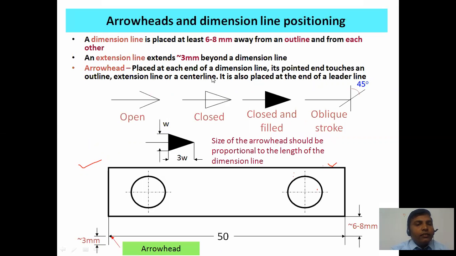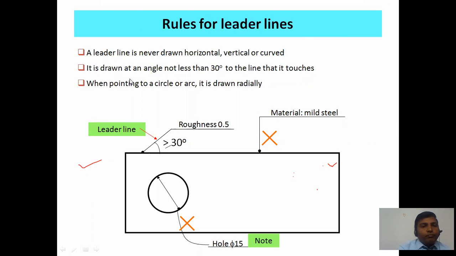You can use the leader line. You can see this leader line is shown here. So how can I show it? It can be drawn at not less than a 30-degree angle. You can use the standard angle of 30 degrees or 45 degrees with respect to the base or the horizontal lines. And you can show the dimension or the note of the particular feature.